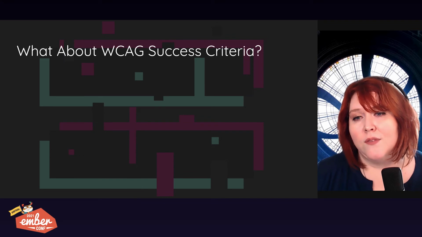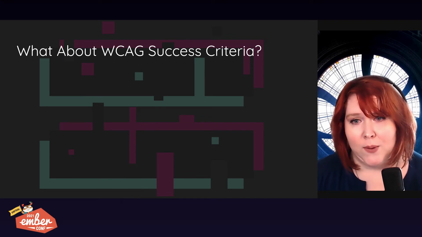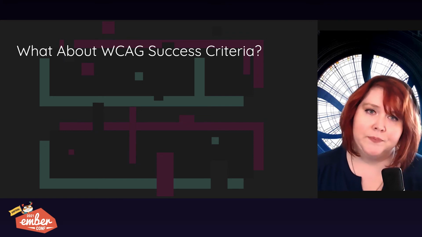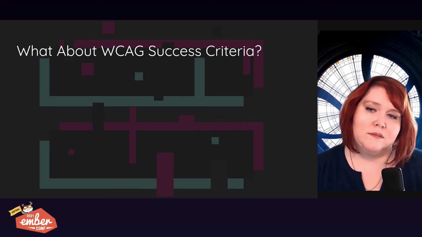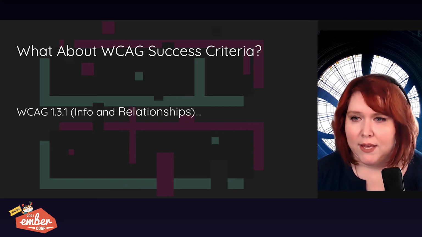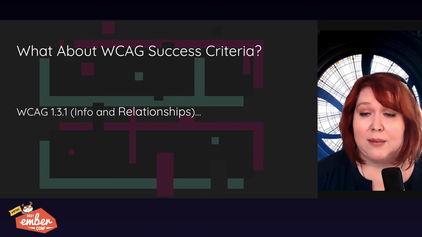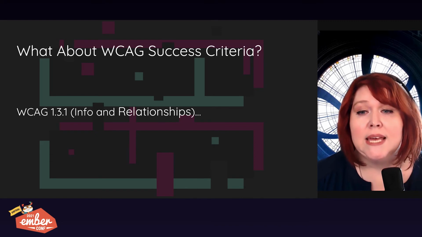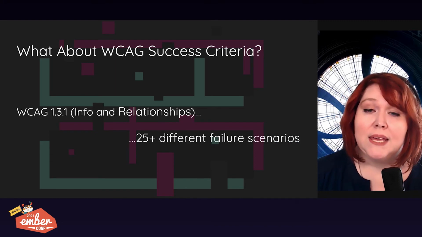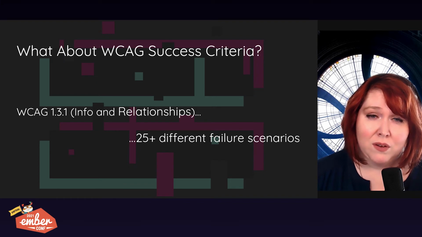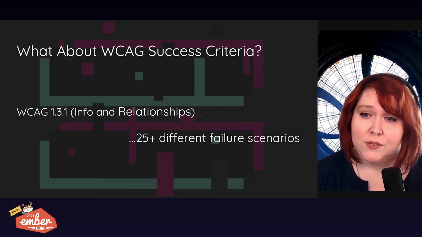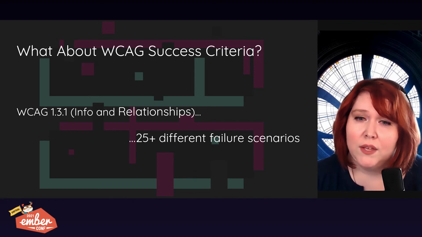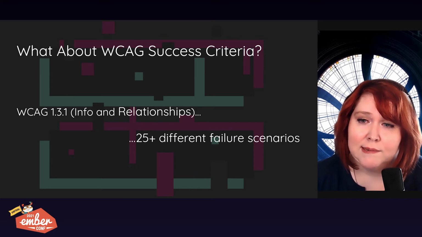Some of you who are already familiar with WCAG success criteria might be wondering, why not just use the WCAG success criteria? Well, here's why. They're generic. They cover generalities rather than specifics. For example, WCAG success criteria 1.3.1, information and relationships, is a single success criteria, but can relate to at least 25 or more different failure scenarios. When I write a linting rule, it needs to cover one specific failure, even if that failure can present in different kinds of syntax.